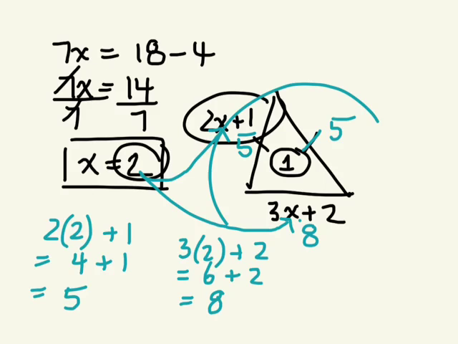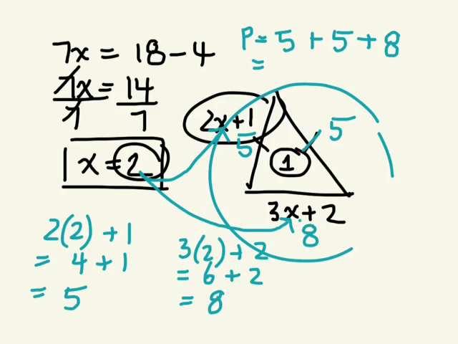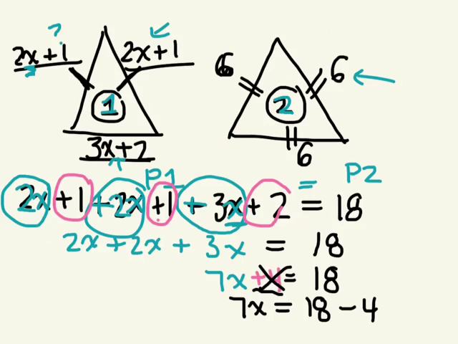Well, what's the perimeter of this triangle then? 5 plus 5 plus 8 equals 18. And if you recall, the second triangle was 6 units. It was 6, 6, and 6, which was also 18, and the question said that the two perimeters had to be equal. So you solved it.